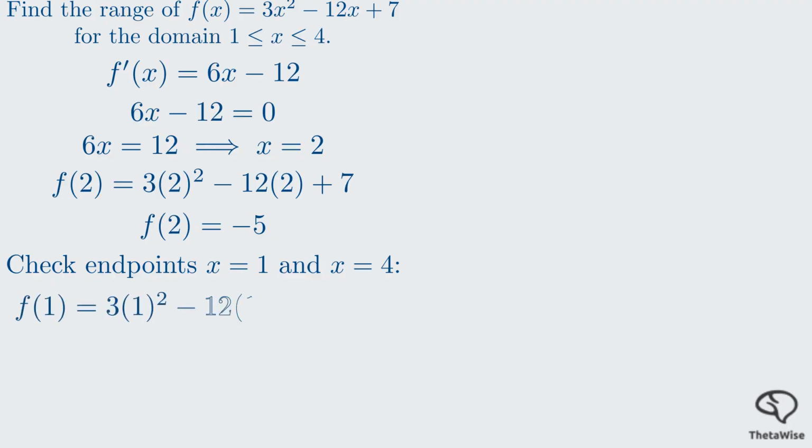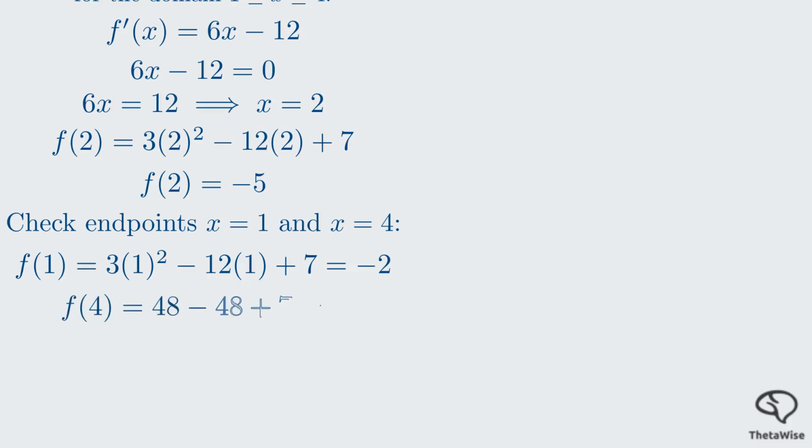f of 1 equals 3 times 1 squared minus 12 times 1 plus 7, which equals negative 2. And f of 4 equals 3 times 4 squared minus 12 times 4 plus 7. That's 48 minus 48 plus 7, which equals 7.